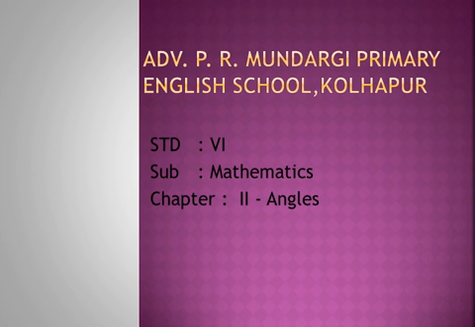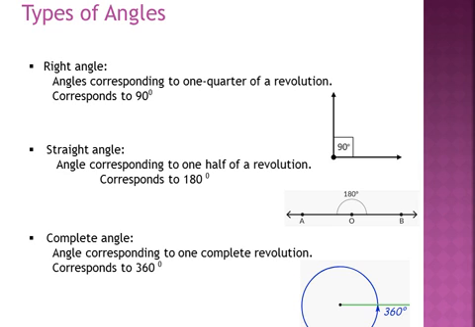Today we are going to learn mathematics chapter number 2, which is angles. In this chapter we are going to learn about angles. Does anybody remember what we have learned in the first chapter? Correct. We have learnt about the basic concepts of geometry, which are line, line segment and ray. Similarly, when two rays join, an angle is formed.